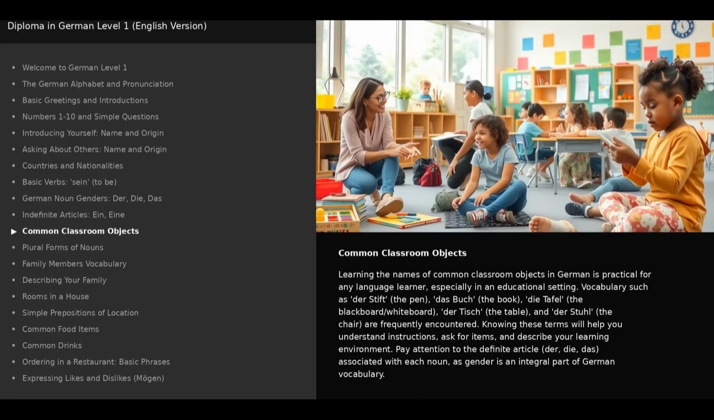Common classroom objects. Learning the names of common classroom objects in German is practical for any language learner, especially in an educational setting. Vocabulary such as der Stift, the pen, das Buch, the book, die Tafel, the blackboard or whiteboard, der Tisch, the table, and der Stuhl, the chair, are frequently encountered. Knowing these terms will help you understand instructions, ask for items, and describe your learning environment. Pay attention to the definite article, der, die, das, associated with each noun, as gender is an integral part of German vocabulary.